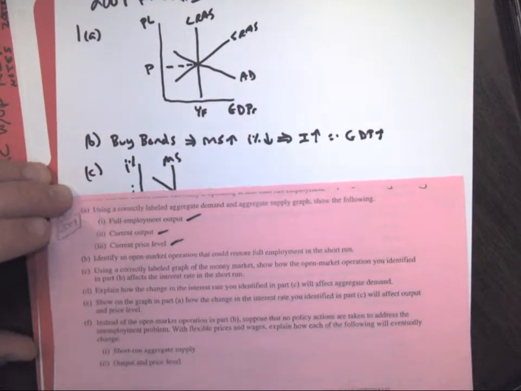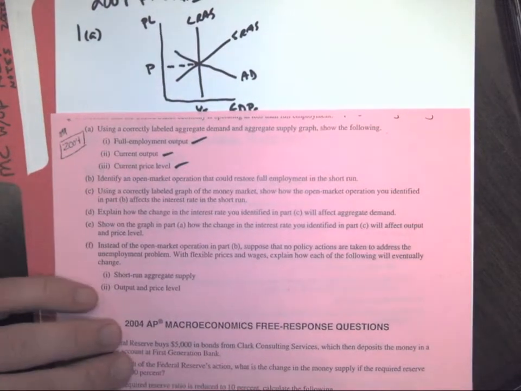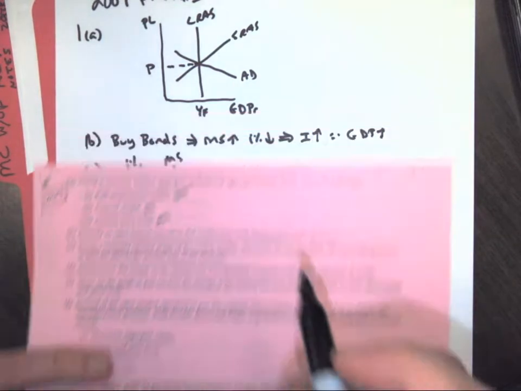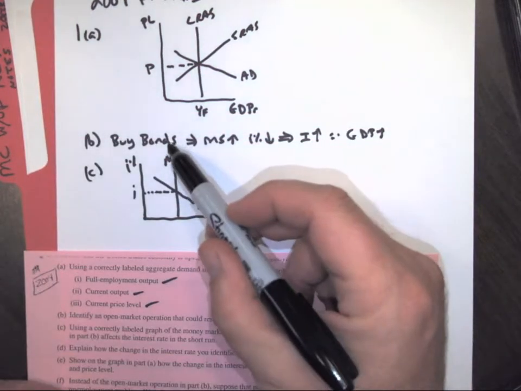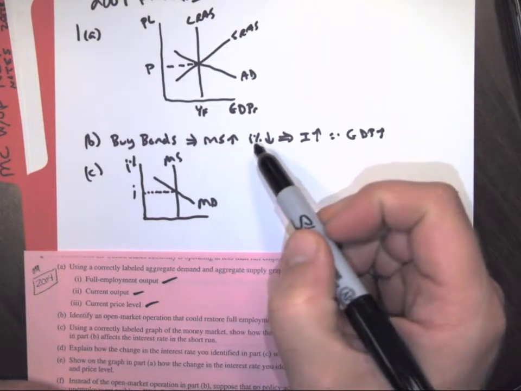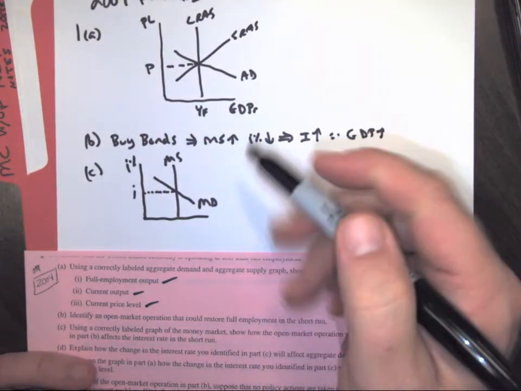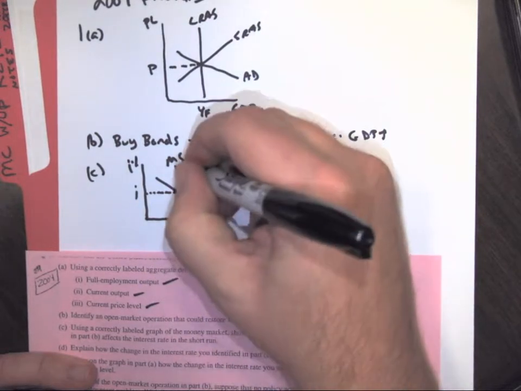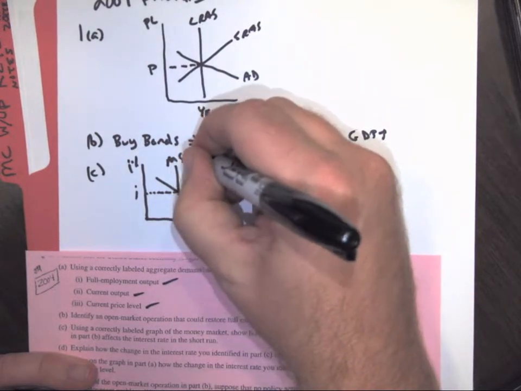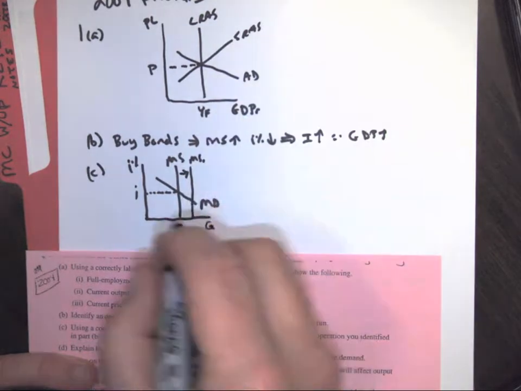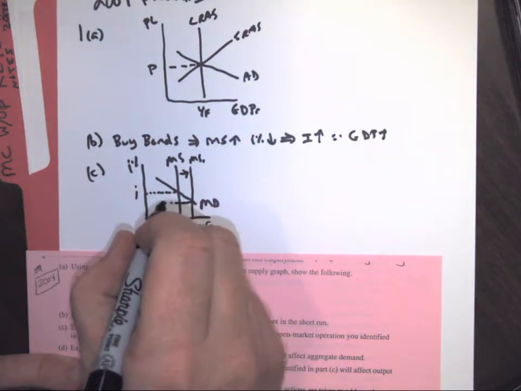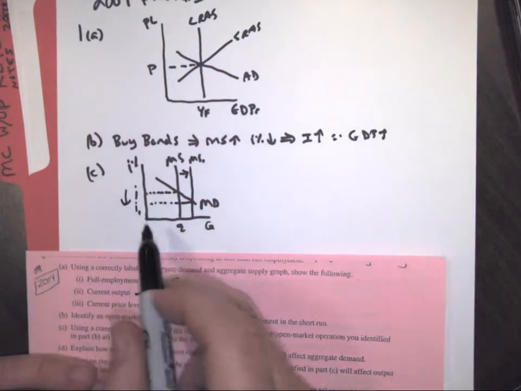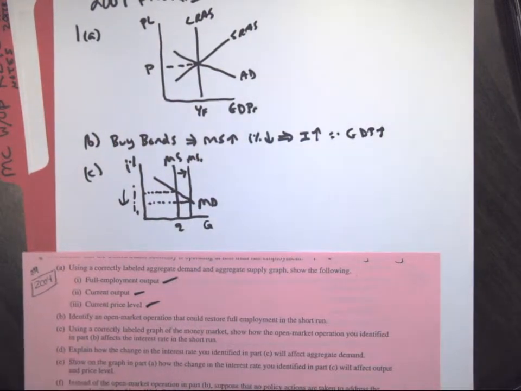They tell us in a money market, show how the open market operation identified in part B affects the interest rate in the short run. So we identified that buying bonds makes big bucks, so the money supply increases, and interest rates will decrease. But we need to show that on our graph. So we'll show money supply shifting to the right, and where it crosses money demand at our new point, we have a decrease in the nominal interest rate. So that is true, what we did right there.